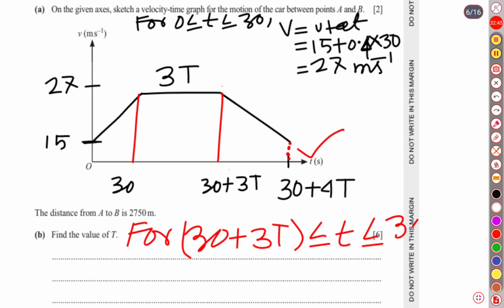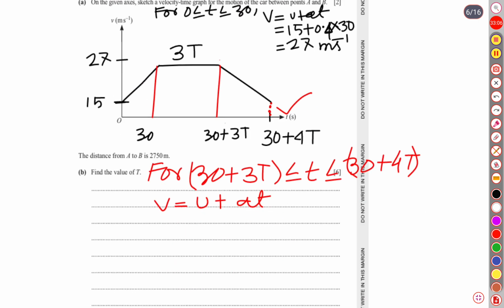30 plus 40. And the formula we are going to apply is v equal to u plus at, because acceleration is uniform. U means initial velocity, which was 27. So v is equal to initial velocity, 27. Already we have found in question A, it was 27.